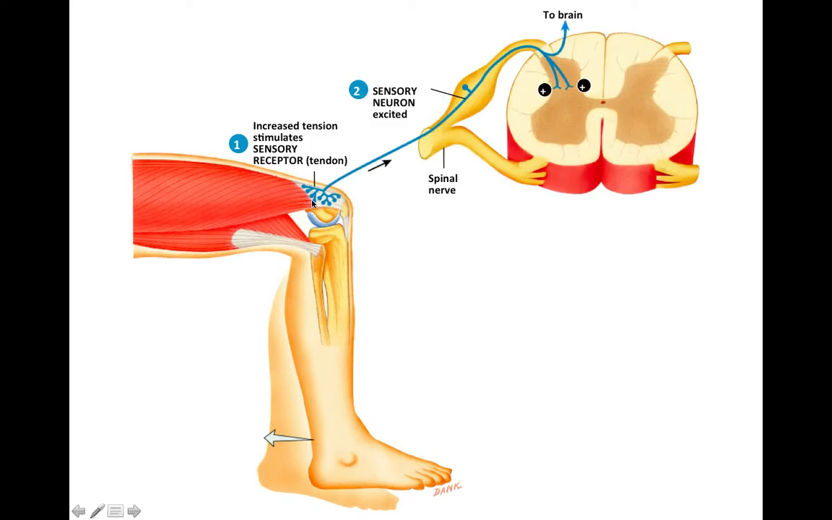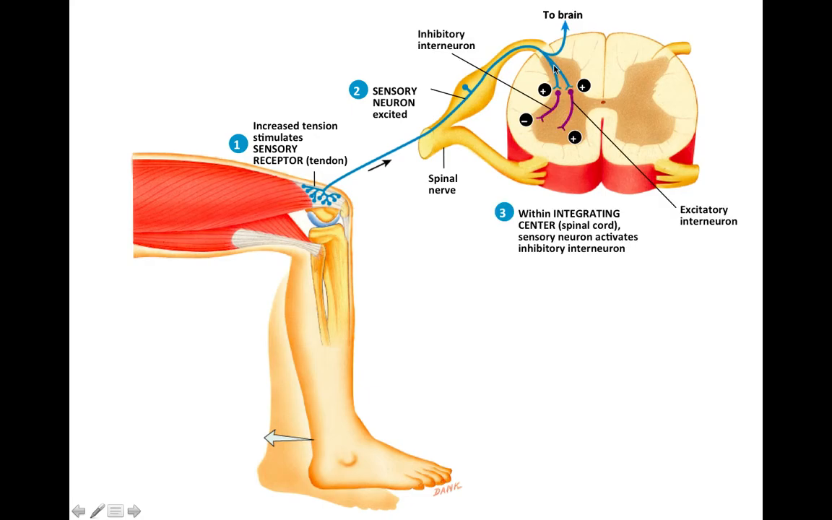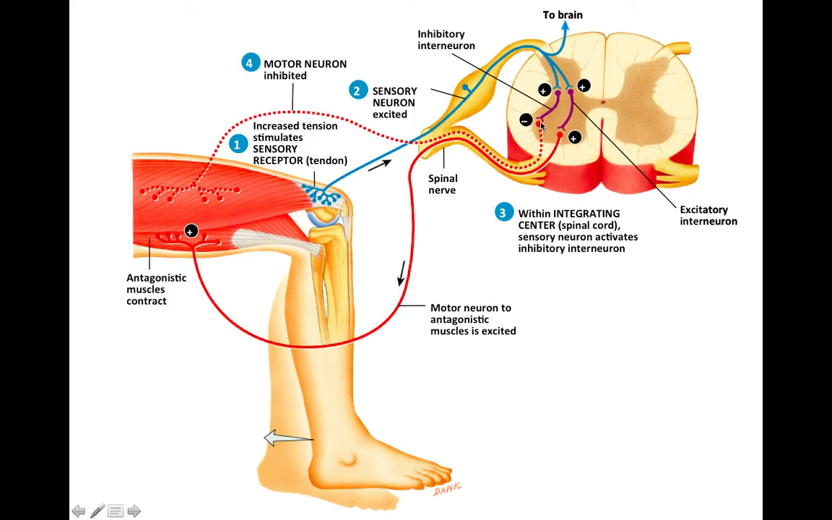Increased tension is detected by probably your Golgi tendon organ in your tendon right here. Sensory information carried in through the dorsal root comes into the spinal cord, again on the dorsal side. And then you see these interneurons right here. Here's where summation occurs. And you have, again, two motor neurons, with the solid line, both of these coming out through the ventral root.